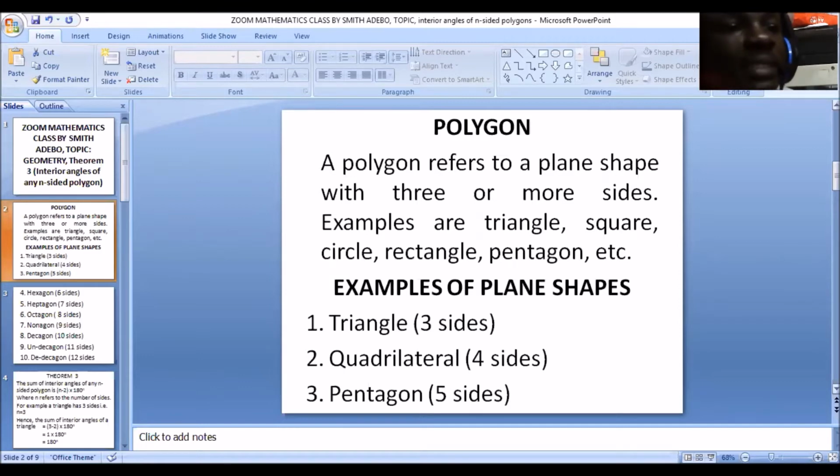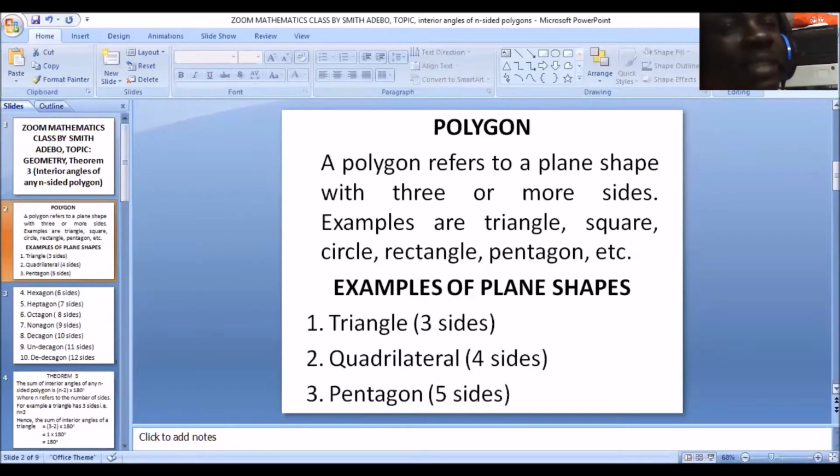Once the plane shape has 3 or more sides that are joined together, you notice that a polygon is always designed in a way that it has edges and angles. The sides are joined together at different vertices. The sides themselves form the edges of this plane shape. An example is the triangle we talked about in our previous class. It has 3 sides. Like I said, 3 or more sides, even if it's a 100-sided polygon or 100-sided plane shape.